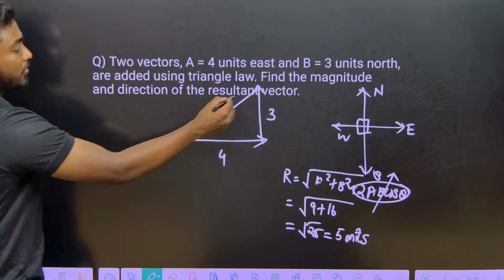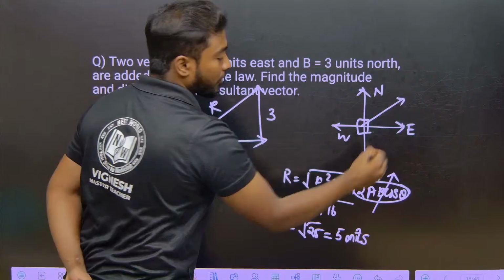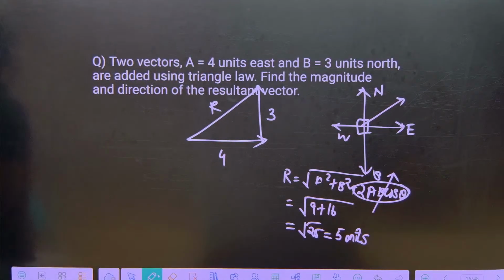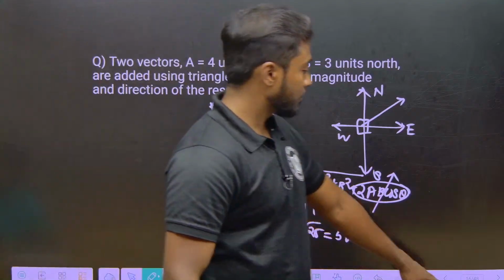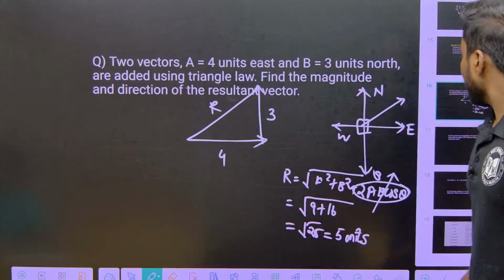Okay. So, this is my direction. This is my resultant direction. This is in northeast. So, 5 units in the northeast direction. Any doubt in this question?